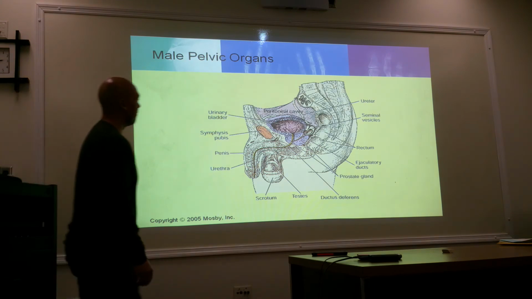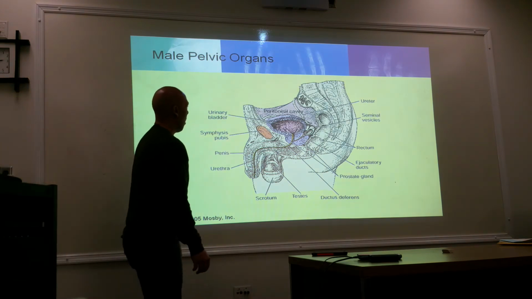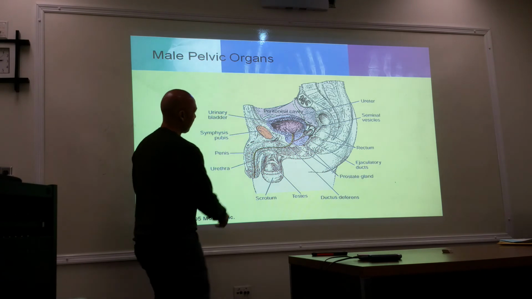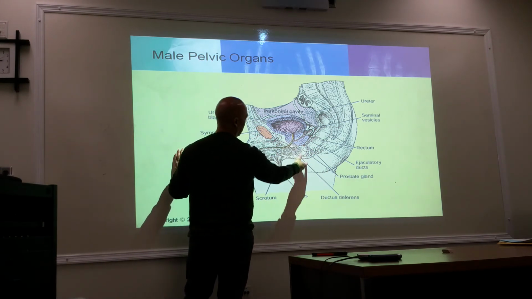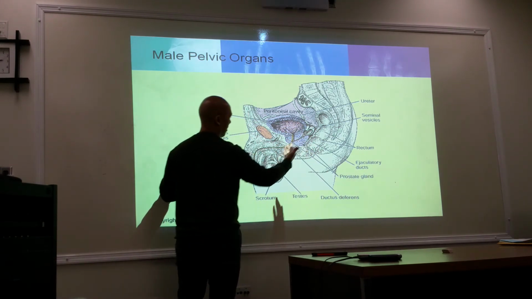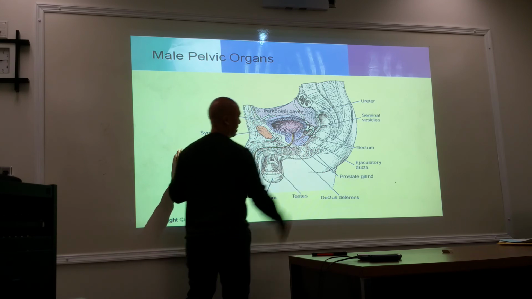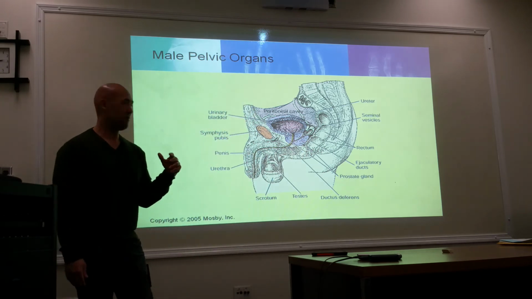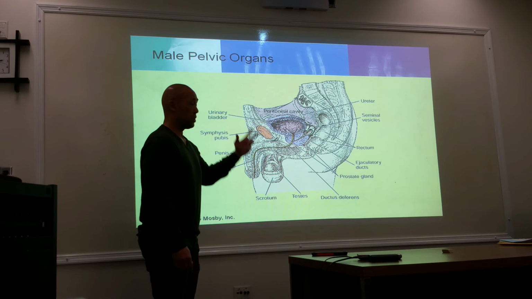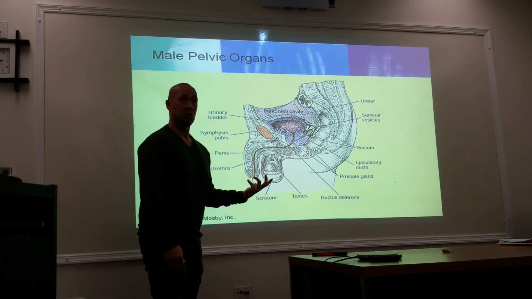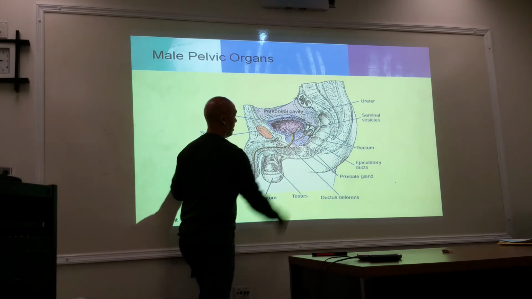And then here's the male anatomy. Our bladder sits on top of the prostate. So if we have an enlarged prostate, it's going to push up on the bladder, and that's why those who have BPH, which is enlarged prostate, have the urge to go to the bathroom and are constantly going to the bathroom because of this constant pushing.